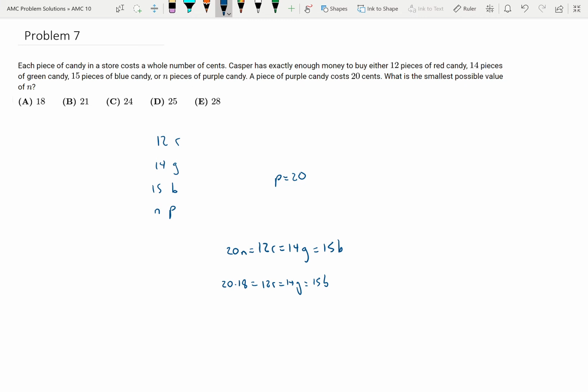So first I'm going to check the 15. Well, 15 is just 5 times 3. There is a 5 times 3 in 20 times 18, so that'll work. 14 times G has a 7 in it. And looking at 20 times 18, there's no 7 there. 7 is not a factor of 20, and 7 is not a factor of 18. So because of that, 18 is not the smallest possible value of N.